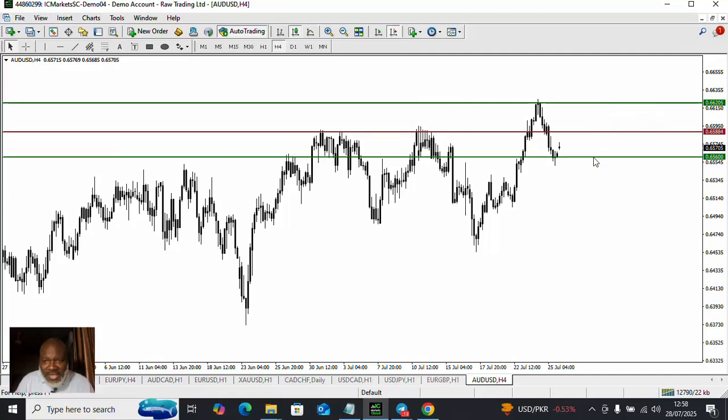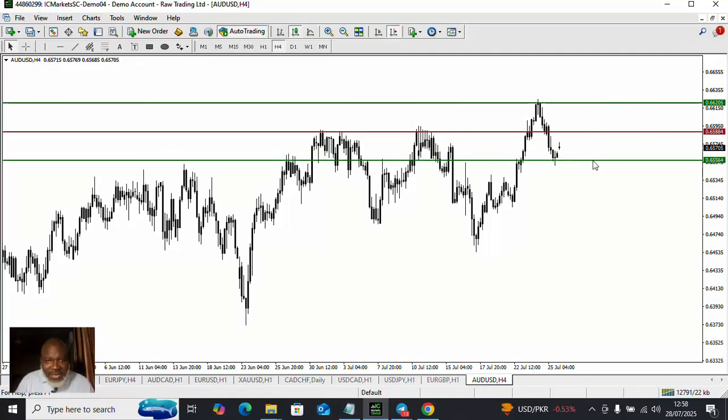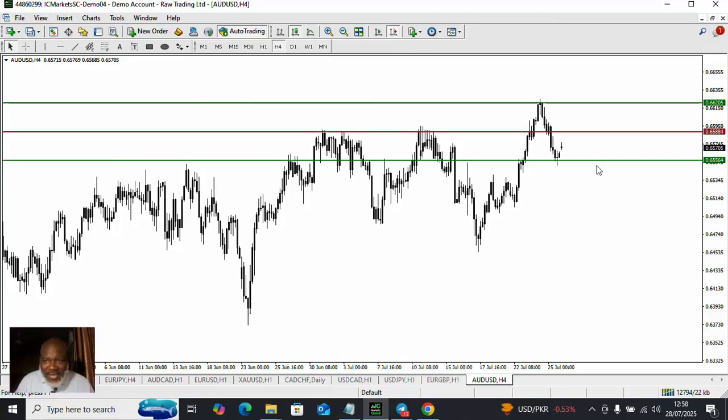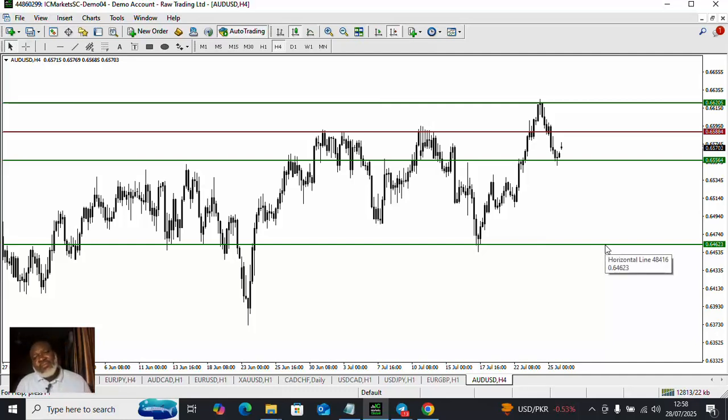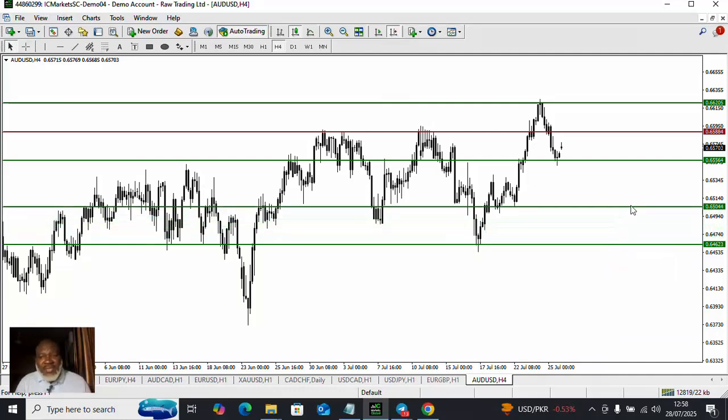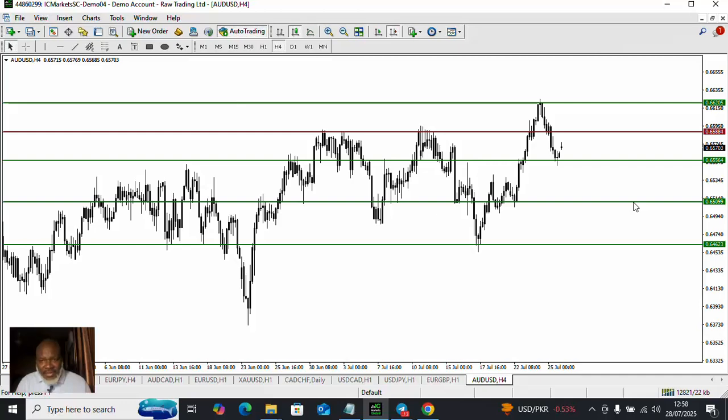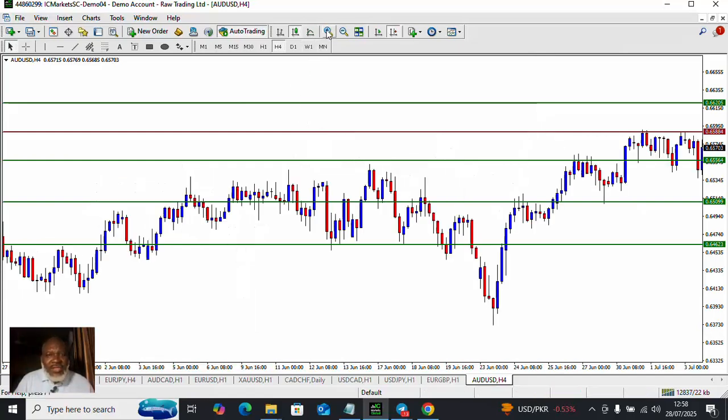You come here, you see that this is another level that price is respecting. From there, we can come down to this level, this level, and perhaps this level. Okay, all right, so that is where we are at the moment. So I need to zoom in on this chart.